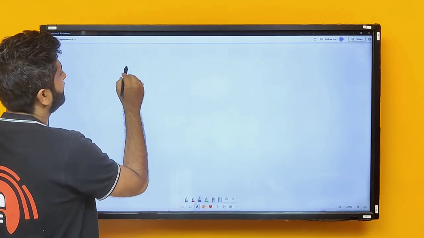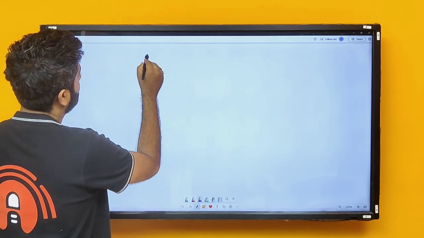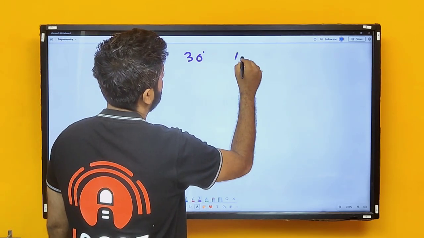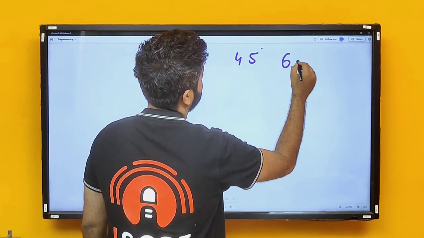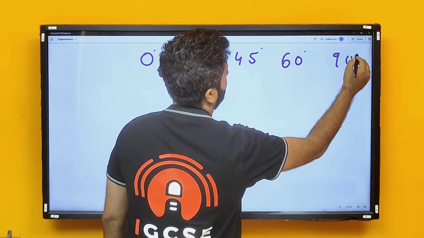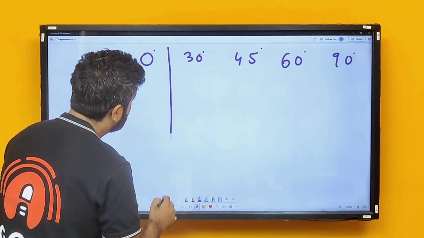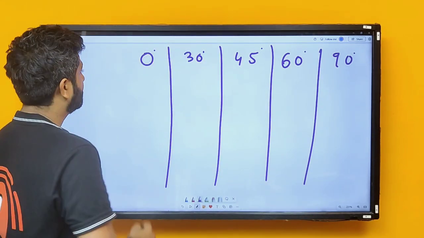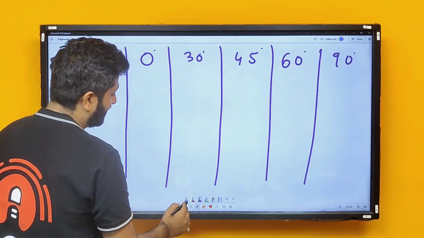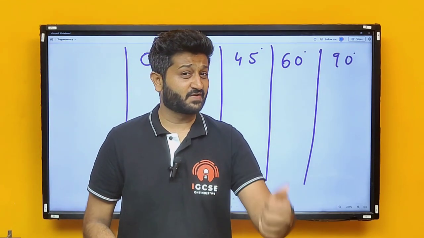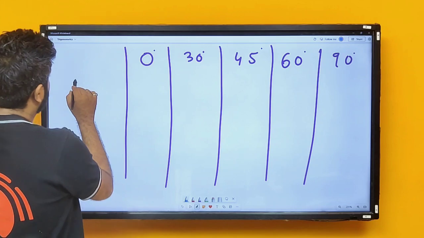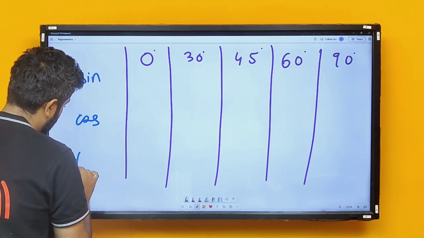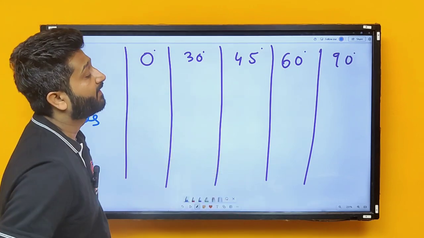So what angles do you need to remember? You need to remember 0 degrees, 30 degrees, 45 degrees, 60 degrees and 90 degrees. Now what do I need to remember? I need to remember the values of sine, then cos and then tan, right?